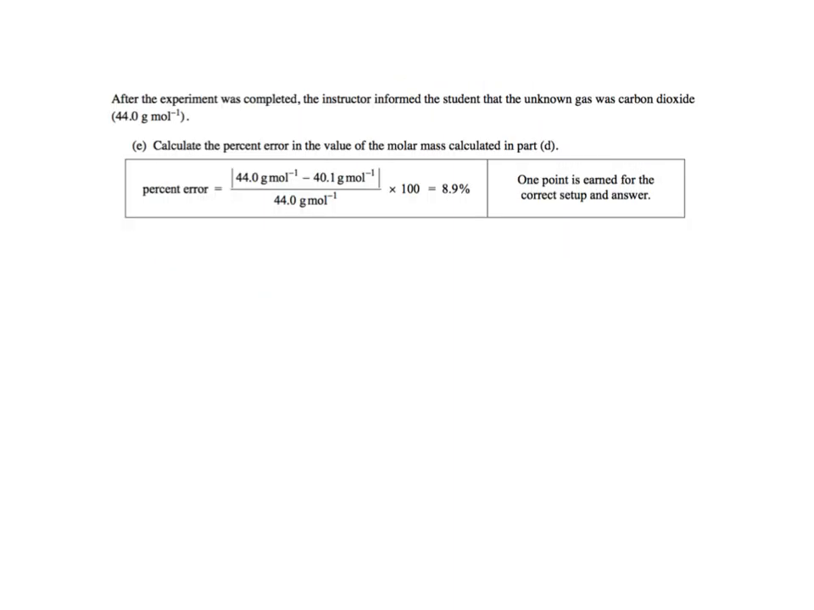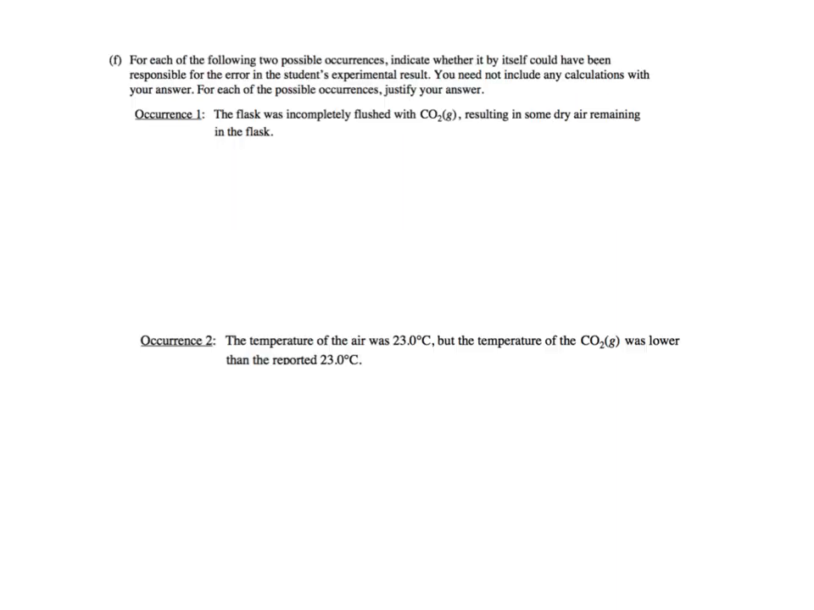And the next part of this question is to find the percent error. So remember, it's the absolute value of the difference between the theoretical and the experimental divided by the theoretical. So the student's answer was lower than the actual or the theoretical answer. So these are two situations, and you're asked to evaluate if they would explain why the student's answer was lower.